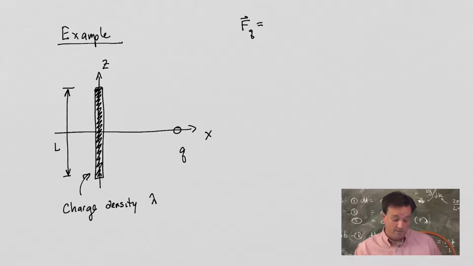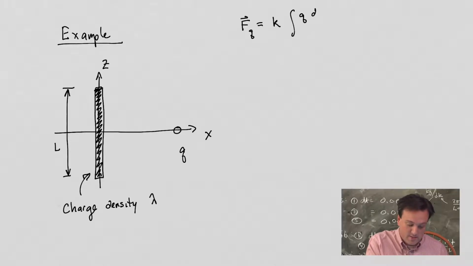And so I know, if I go back to my expression for the electric force, that the force on Q is going to be given by k times the integral of Q times dq, where this dq is my charge distribution, divided by r squared r hat.